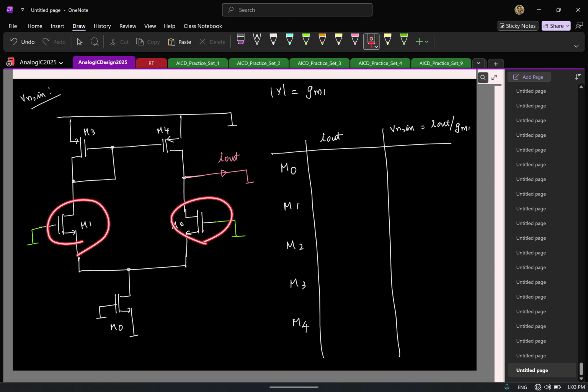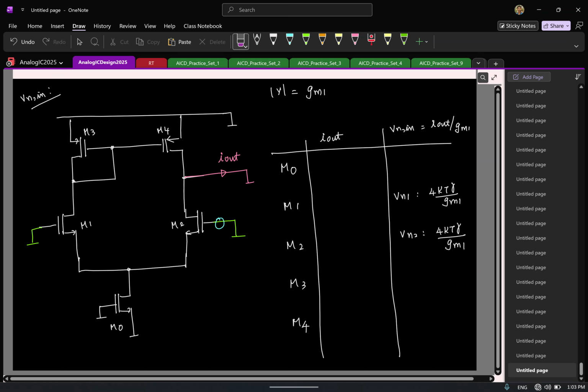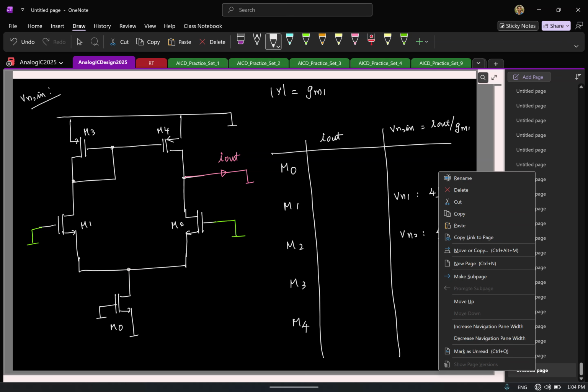M1 and M2, because they are directly at the input. Their input referred noise we can model as equivalent voltage sources here. So they directly contribute to your overall input referred noise. So M1, M2 we can directly write. That will be Vn1 and Vn2, having a power spectral density of 4kT gamma by GM1. Here also 4kT gamma by GM2, but both of them are equal, so I'll say it's GM1. So this way, for M1, M2 we don't have to worry so much. Okay? So let's now do the other three transistors.